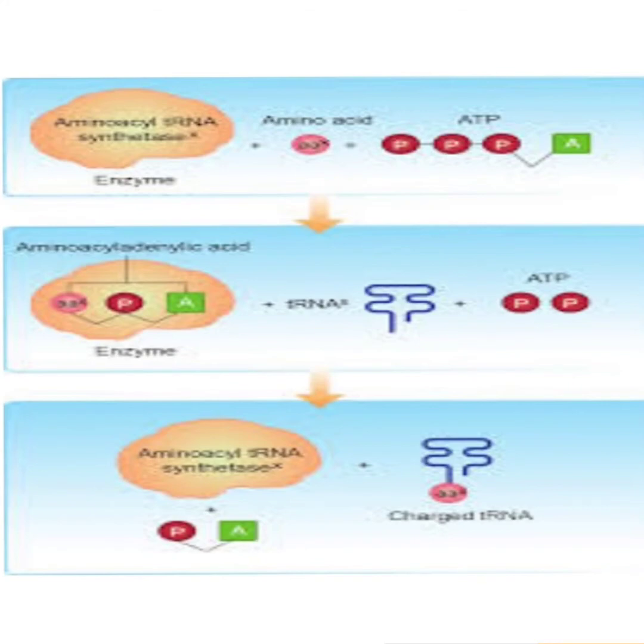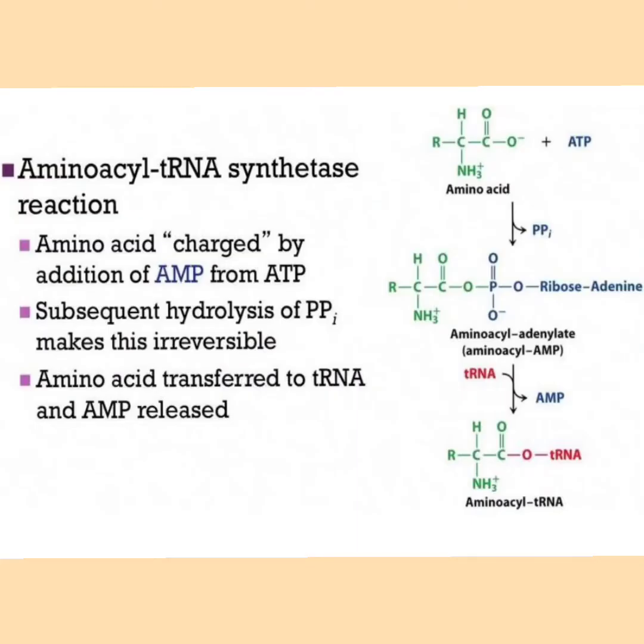And this forms a complex, amino acid adenylate. And this combines with the transfer RNA and releases the phosphate bonds, releasing the energy for the charging of the transfer RNA. And the amino acid transfer RNA synthetase is released along with the adenine and the phosphates. Amino acid transfer RNA synthetase reaction. Amino acid charged by addition of AMP from ATP.